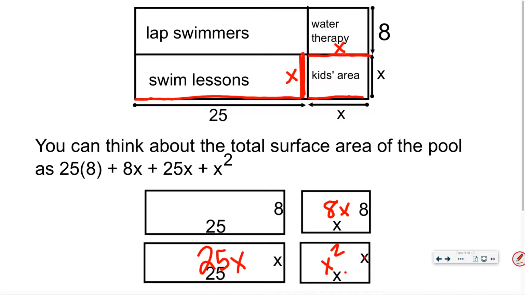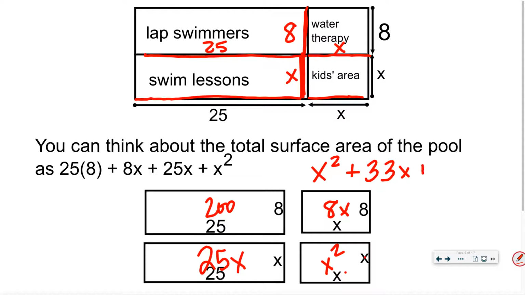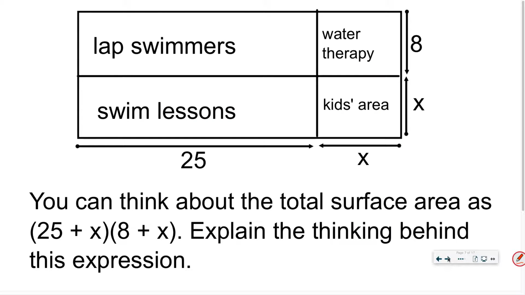25x. And then this top section, my length is 25. My width here is 8. So my area? 200. Once I have all four, what would I do to get my total surface area? Add them up. So my total surface area is x squared, plus 33x, plus 200. You will not be working with those types of equations until the spring, but that's a quadratic equation. You'll see that in the spring.